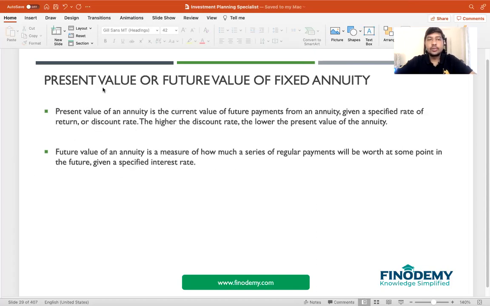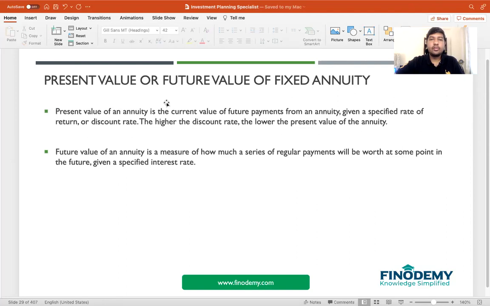So the first concept that we learn after understanding how the compound function works is to calculate the present value or the future value of a fixed annuity. Whenever you see this term annuity, it means that there are some regular cash flows coming. This annuity could be in the context of an annuity plan or a pension plan, or any recurring cash flows that you are getting.